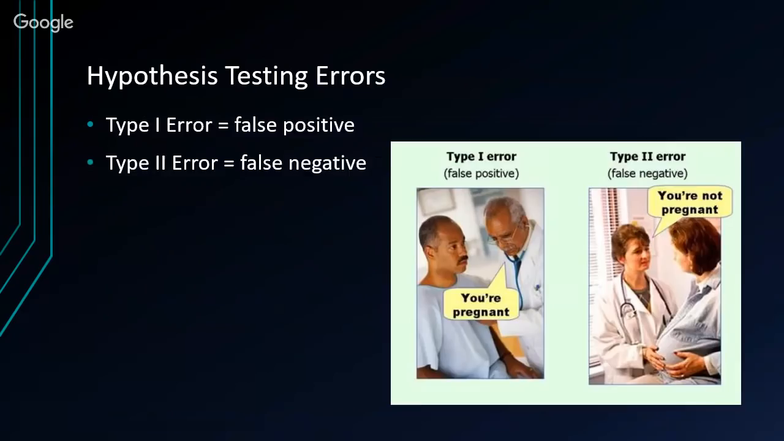So hypothesis testing errors. Type 1 error is when the data says that there is a relationship between the factor and outcome when there isn't one. So you've incorrectly rejected the null hypothesis. Type 2 is when the data suggests there is no relationship when there is. So you've incorrectly accepted the null hypothesis. It's pretty straightforward.